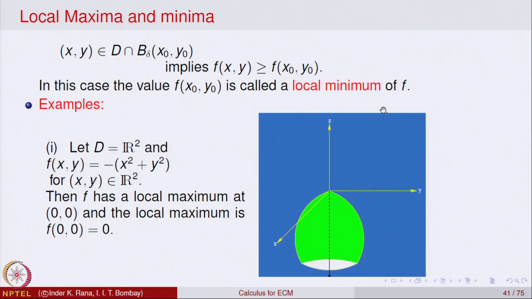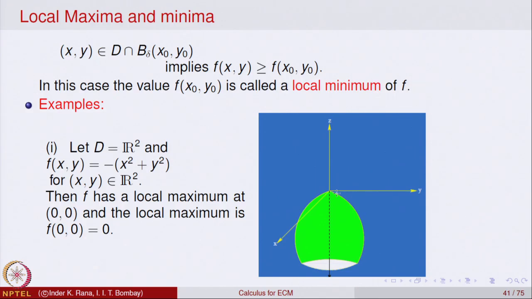So, you can have a look at some examples. If I look at the function f(x, y) = -(x² + y²), then we had tried to visualize the graphs of these functions. They are surfaces. This will look like an inverted cup, and because of the negative, the surface is going to lie below the x-y plane. So, the point (0, 0) is going to be a point of local maximum, and the value will be 0.